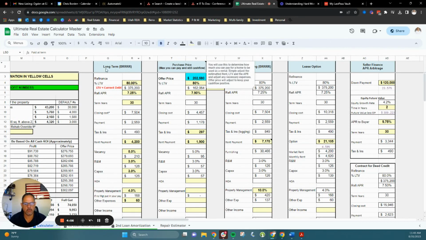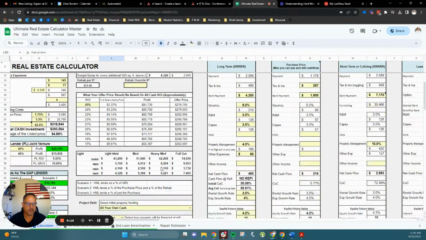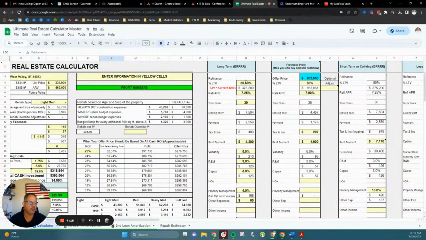So if I'm looking at the long-term BRRRR strategy, it depends on how I'm refinancing the property. If I'm refinancing with a bank loan, then I'm going to want to make an adjustment predicated off of the information I got back from my lender. What is my APR? What kind of loan to value is that particular lender offering? And then you're going to see here, it says LTV is less than the current debt. So that's obviously not a good thing.